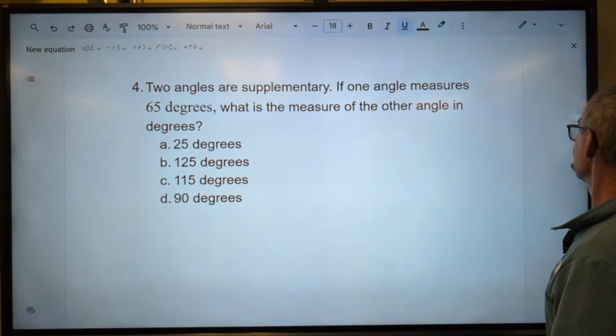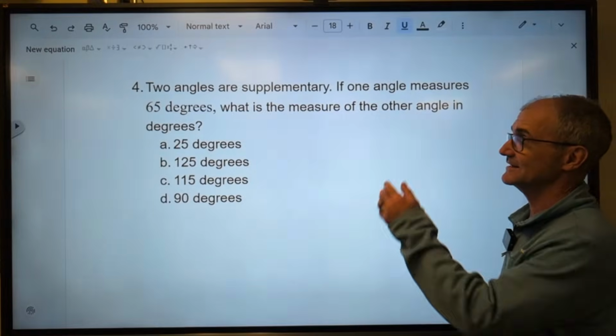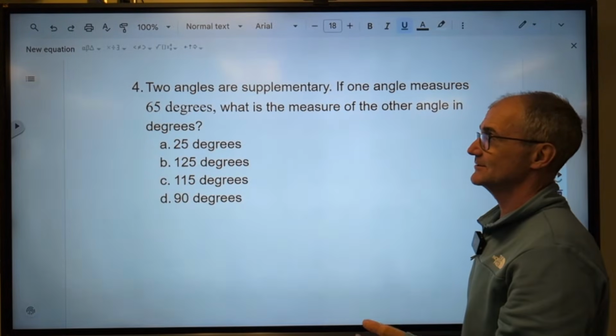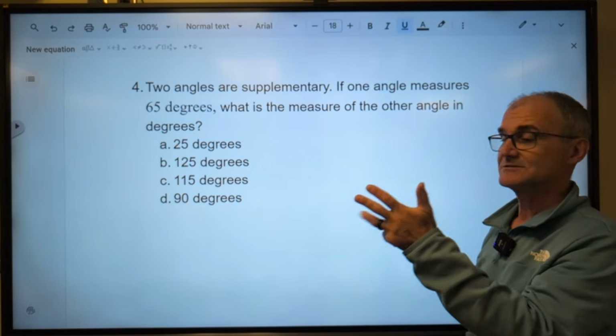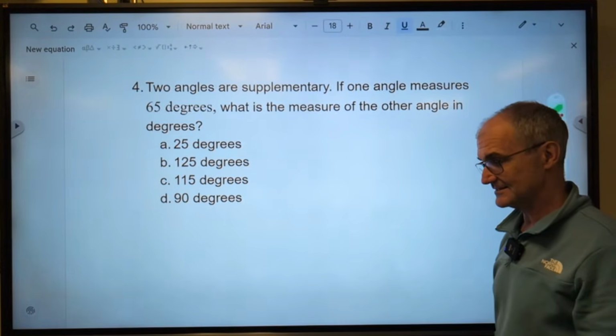Okay, number 4, same 5-point strategy. Convert the sentence to a picture. What are you looking for? Picture to an equation. Solve the equation. Check. I'll give you a second to do that.